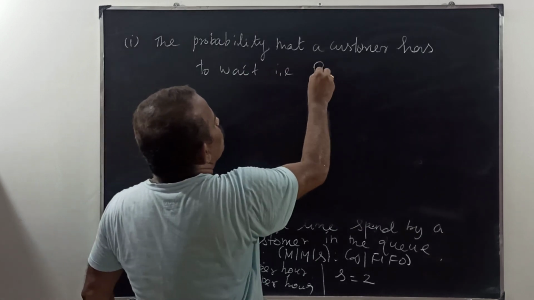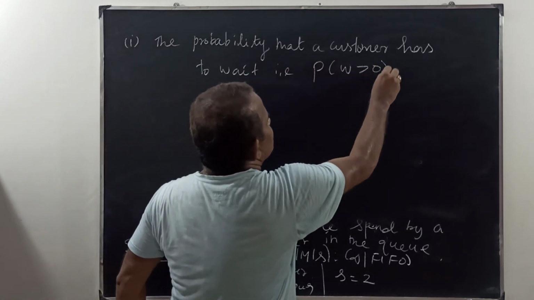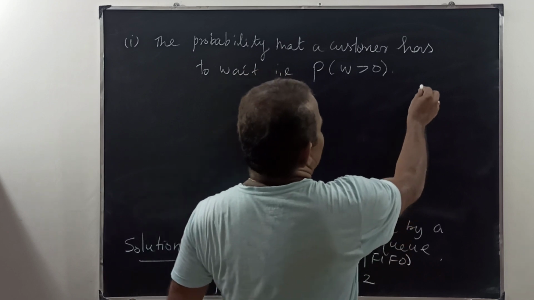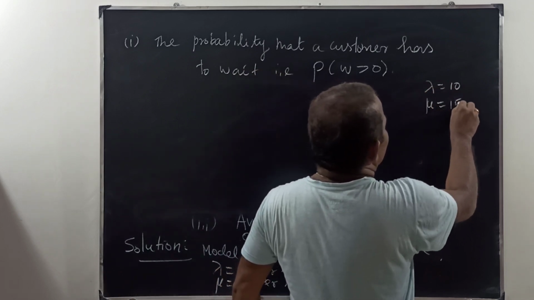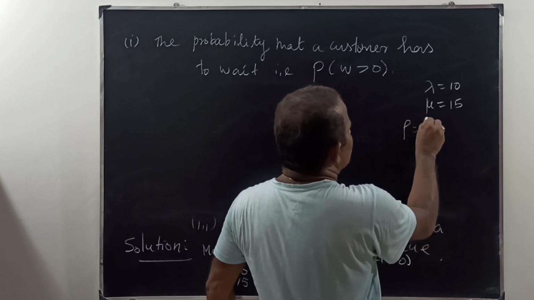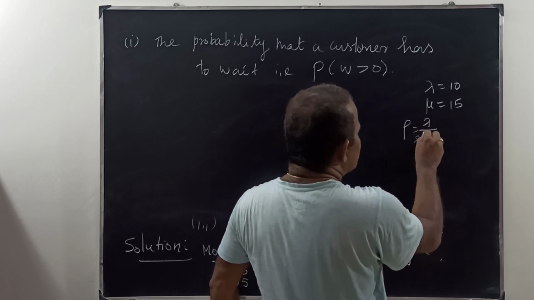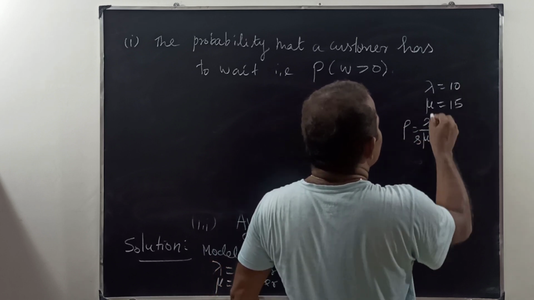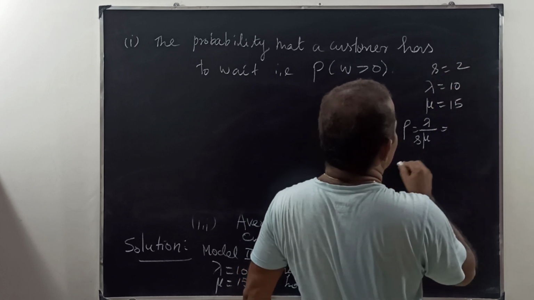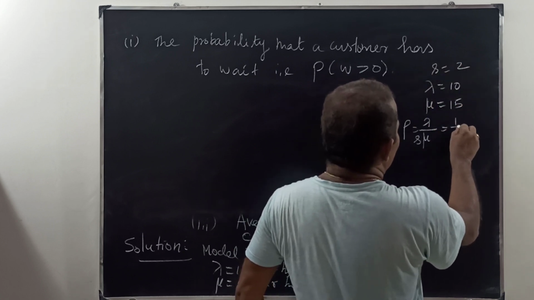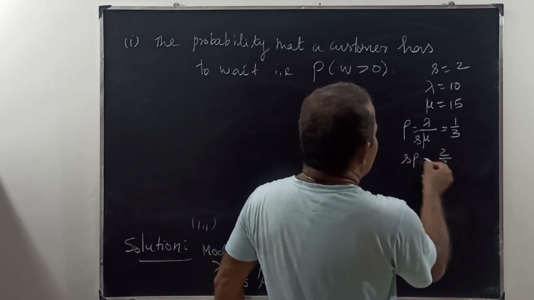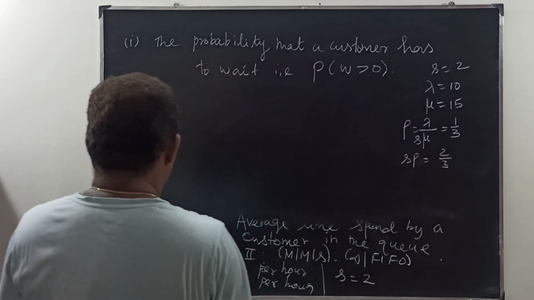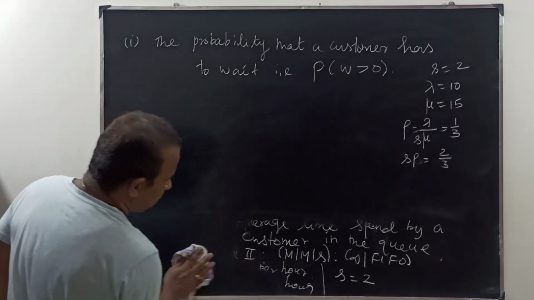That is, probability of W is greater than 0. So now we have lambda is equal to 10, mu is equal to 15, rho is equal to lambda by S mu. So S is equal to 2 servers, 10 by 30, therefore 1 by 3. S rho is equal to 2 by 3.